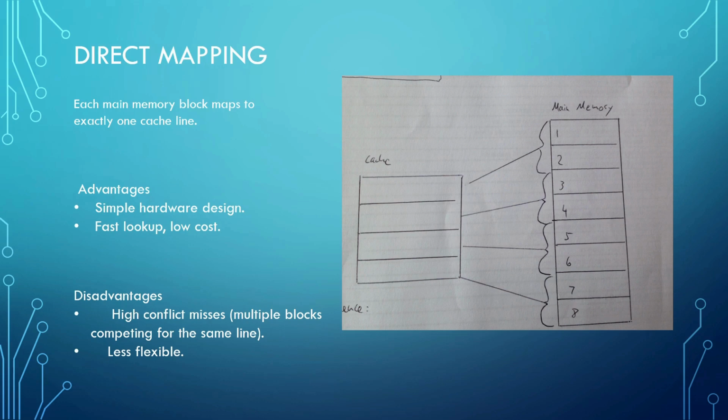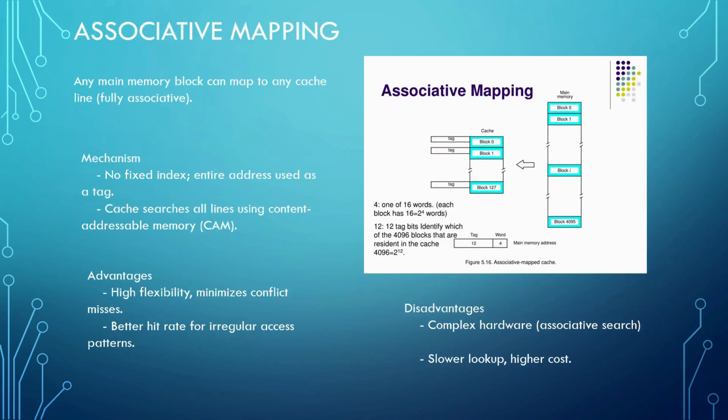If two frequently used blocks share the same cache line, one keeps replacing the other. The advantage is its simplicity and speed. However, it's not very flexible. If multiple memory blocks compete for the same line, it leads to frequent replacements, even when other parts of the cache are free.